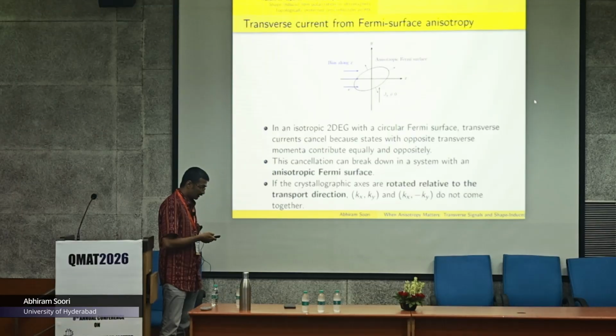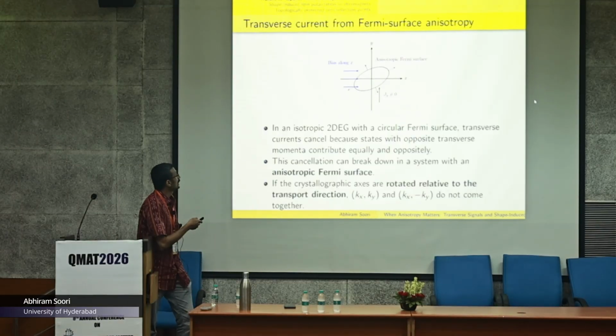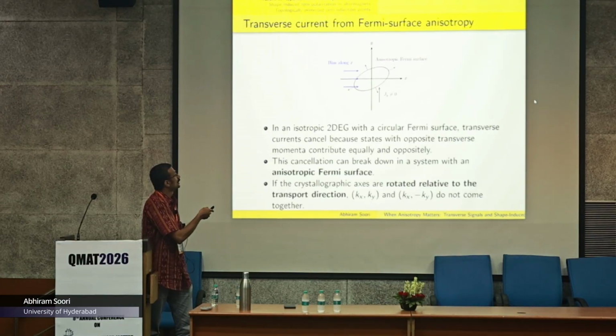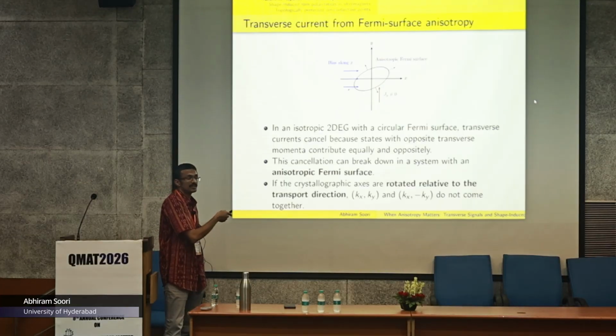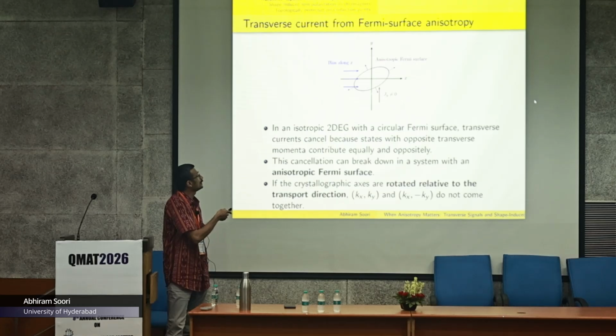Now, the claim of this work is that you take a Fermi surface which is anisotropic, like an elliptical Fermi surface, and you rotate the sample by an angle phi, and you apply a bias along x direction. Now the major or minor axis of the Fermi surface is no more in the same direction as the bias direction. Now the claim is that you will get a transverse response.